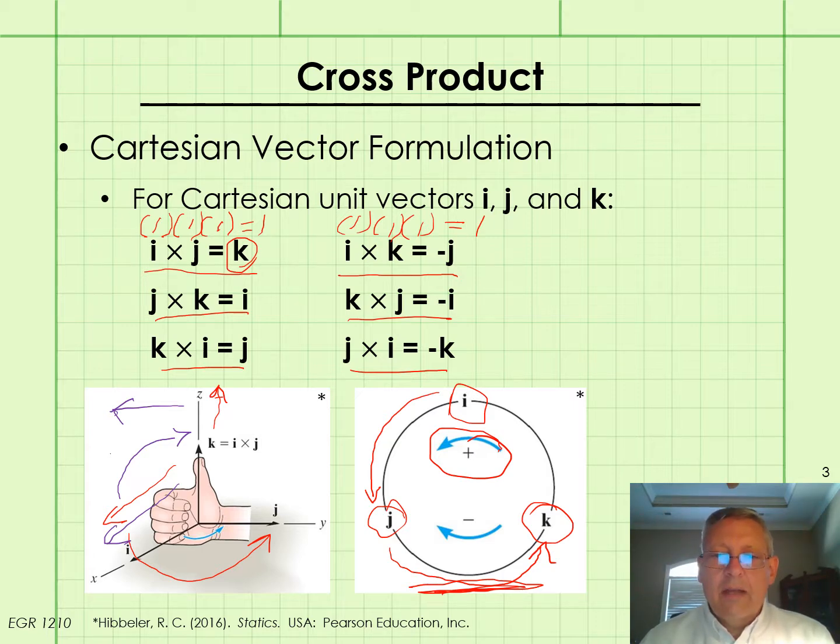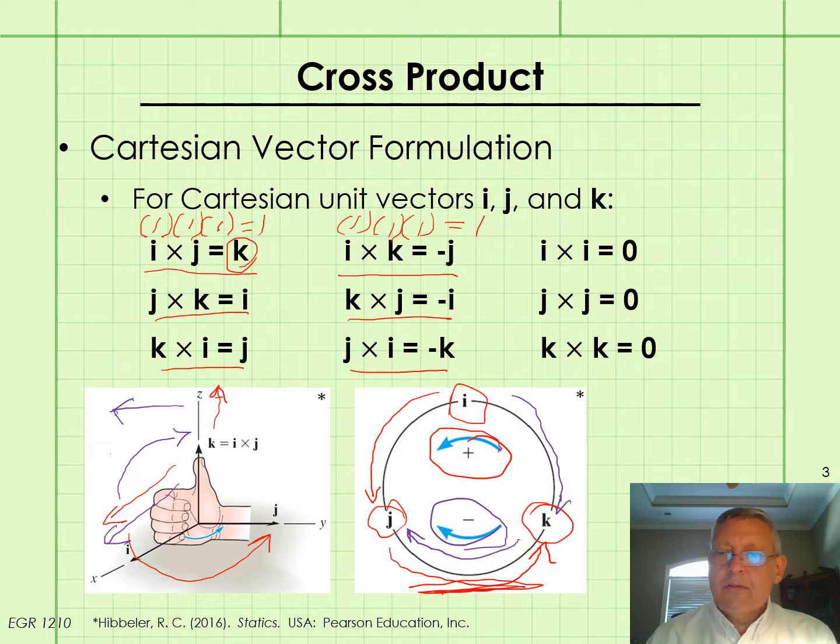So let's look at I crossed into k. That will yield j, but now you're going clockwise, so it's negative j. So this is, again, a pretty standard way of remembering the cross products of the Cartesian unit vectors.